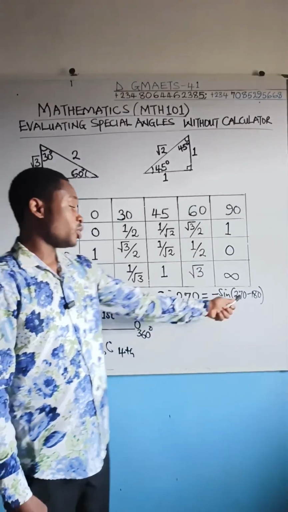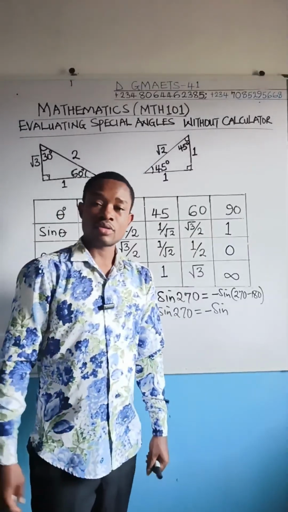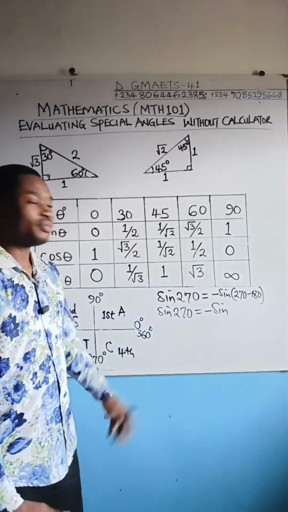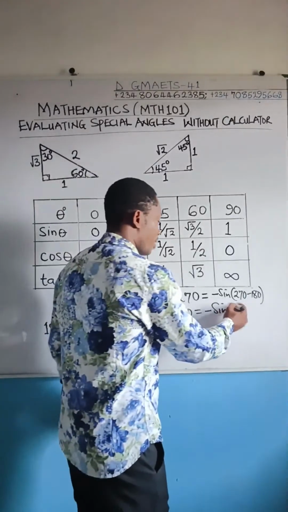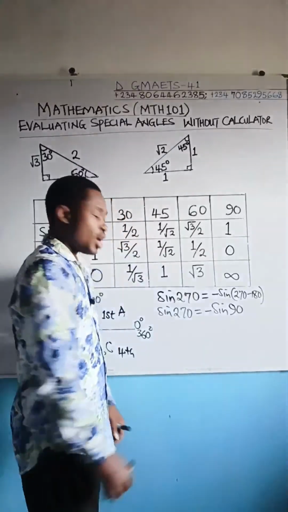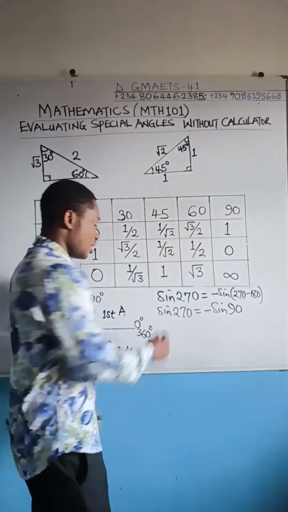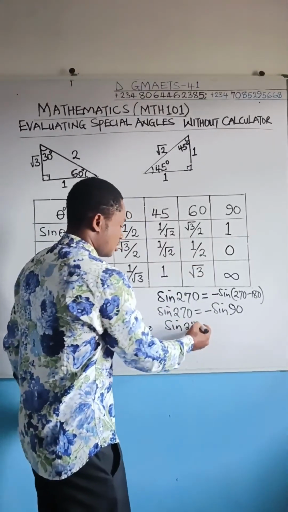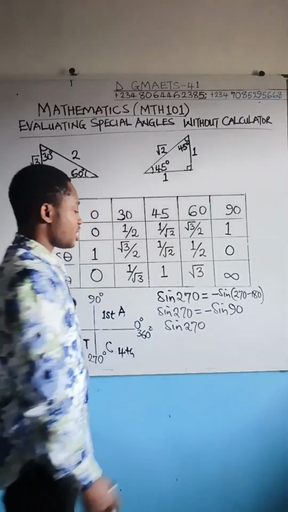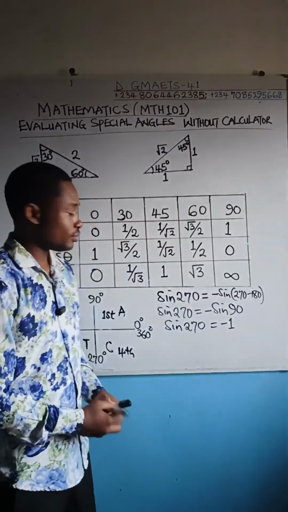Right? If you subtract this, 270 minus 180 should give us 90. Should give us 90, is that not so? So this is equal to minus sine 90. And you know that sine 90 alone is equal to 1. We already established it in our last class tonight. Okay? So sine 270 is equivalent to minus 1.